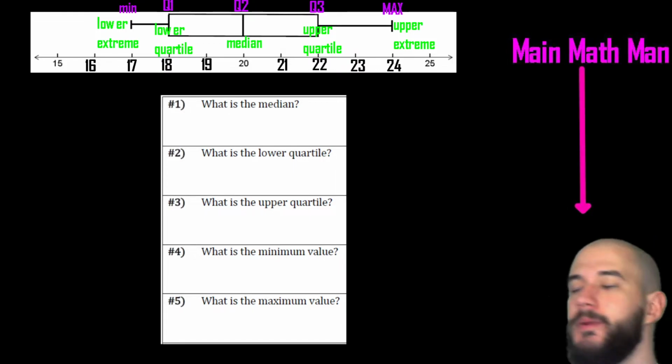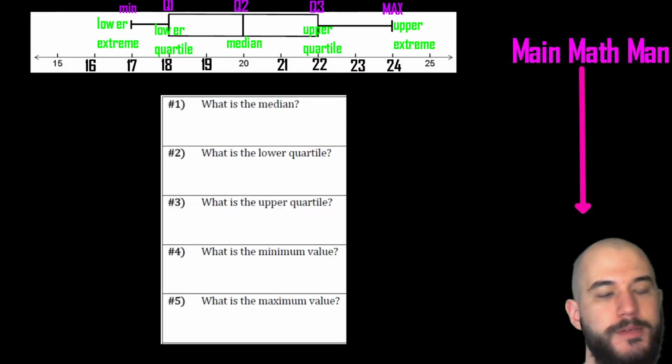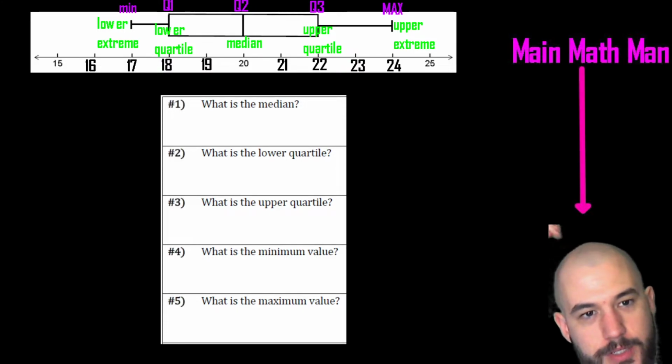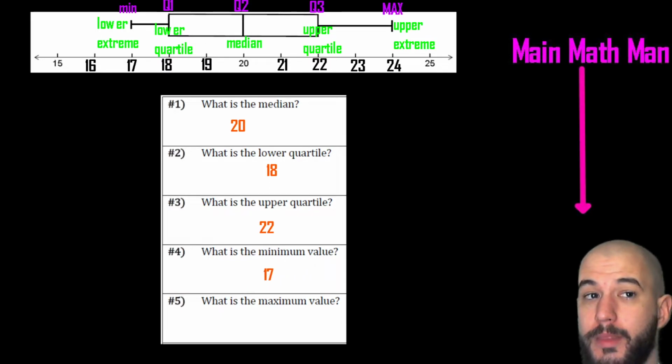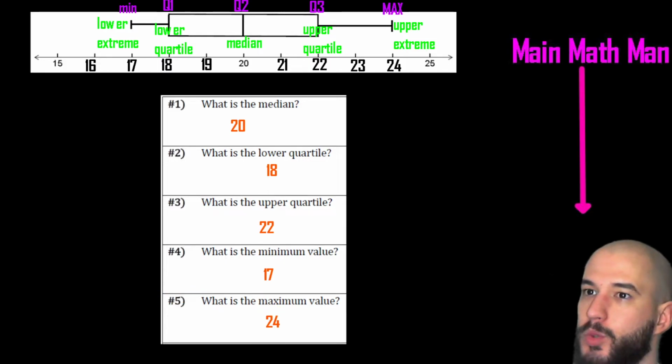Now that we have that all labeled, it makes it super simple for ourselves. So let's go through these questions very simply. Alright, so it says, what is the median? Well, that's going to be about 20. What is the lower quartile? Meaning Q1, that's 18. The upper quartile, meaning Q3, is 22. The minimum value, meaning the smallest value or the lower extreme, is 17. And the largest value, or the max, or the upper extreme, is 24.